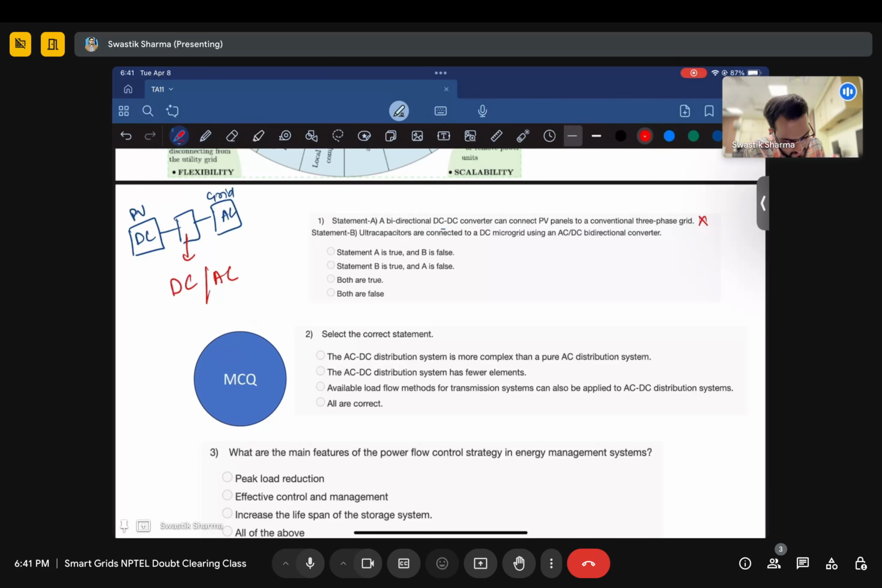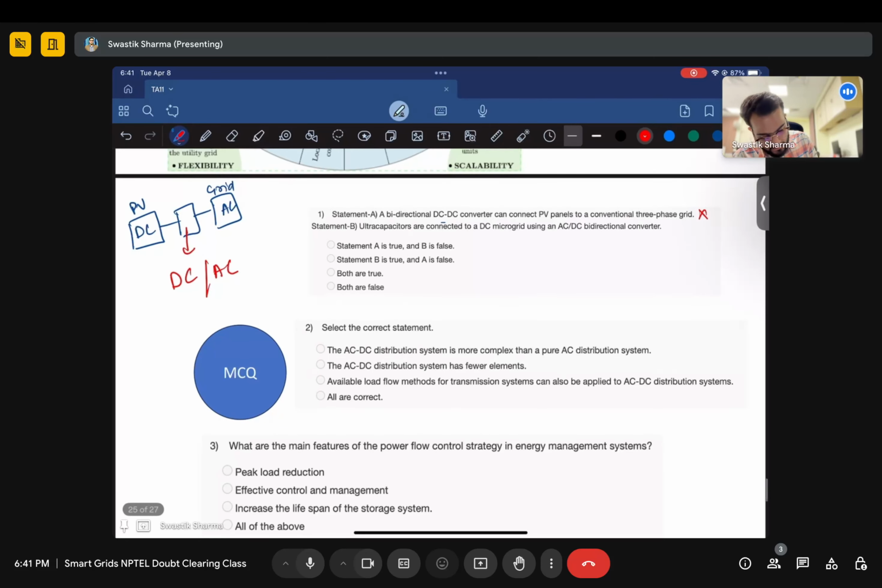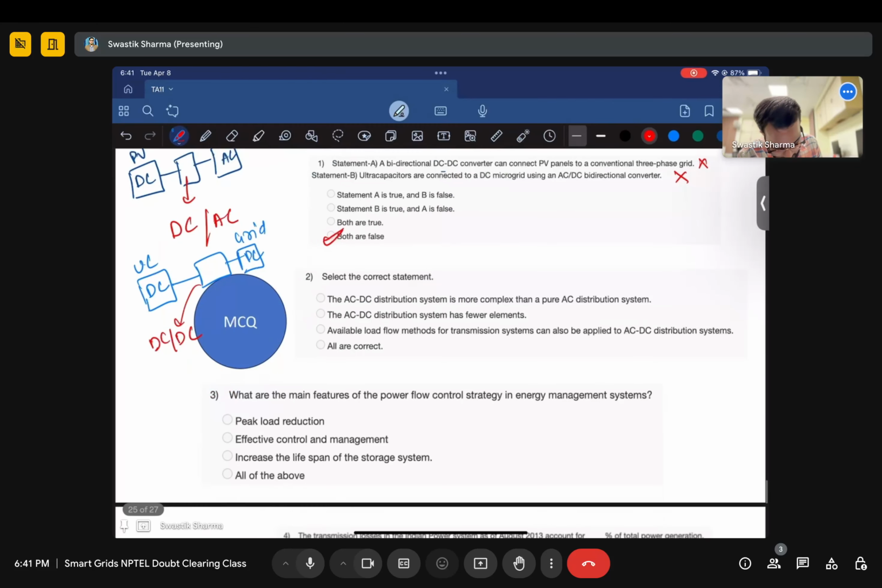Next, ultra capacitors are connected to a DC microgrid using an AC-DC bidirectional converter. Okay, let's see. So you have ultra capacitors, these are DC, and you have a DC microgrid, which is DC. So what do you need? You need a DC-DC conversion stage, right? So this is also incorrect. So the first answer is both are false, D, right?